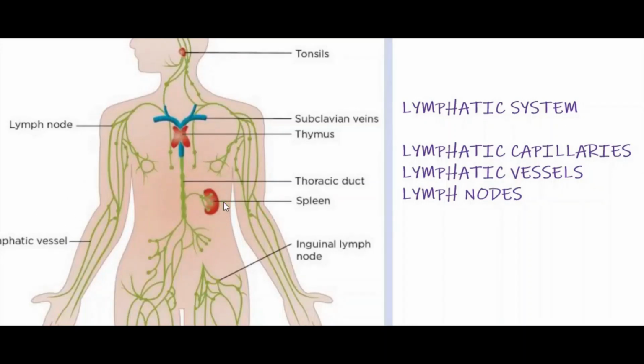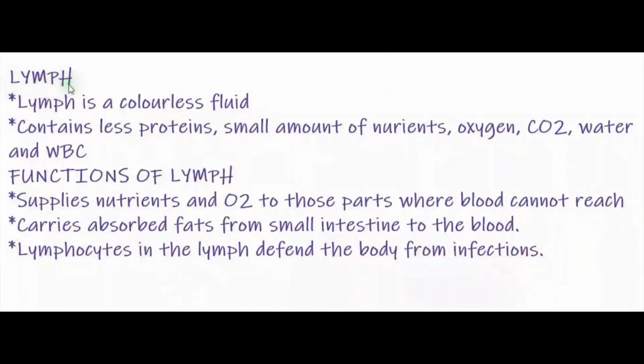Now we are going to see lymph as well as the functions of lymph. Our last topic is lymph. Lymph is a colorless fluid that flows through the lymphatic system, which we already saw. This lymph contains less protein, a small amount of nutrients, oxygen, carbon dioxide, water and WBC.